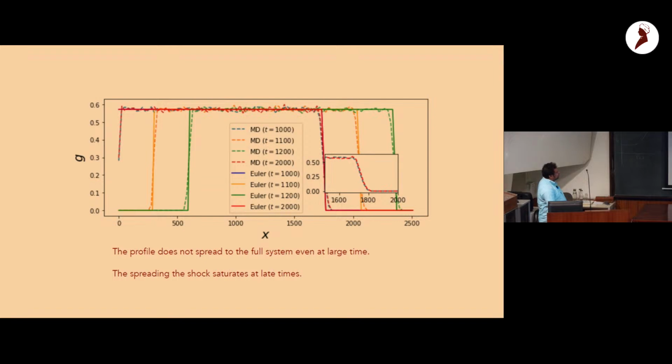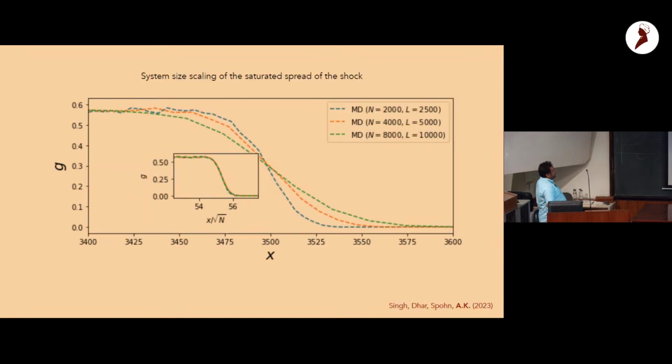So these are the profiles at later time, and you see that at later time this profile moves like a rigid profile with some constant velocity, and if you bring them together, there is no scaling, and they just match with each other for a given system size. But the saturated value of the spread of the shock depends on the size of the system. This is the late time saturation for different system sizes, and you see that the saturation scales as square root n. So the saturated spread is of order root n, whereas the full system size is order n.